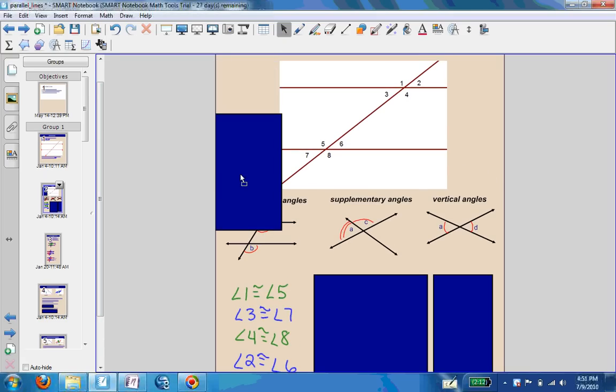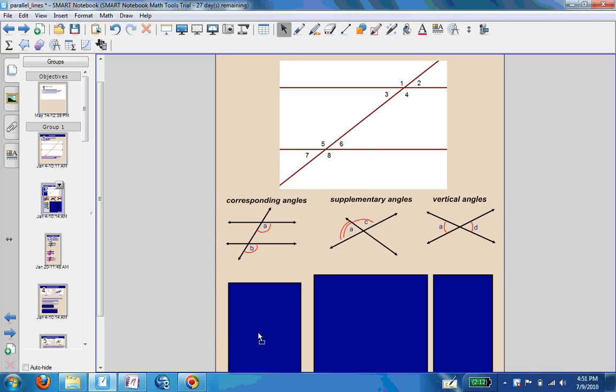Our next type of angles are supplementary angles. And we already know that supplementary angles are any angles that add up to 180 degrees. The ones that are going to help us out a lot with these diagrams are the ones that are adjacent to each other, because we can just tell by looking that they're supplementary. So I call them adjacent supplementary angles, but they're really just called supplementary angles.